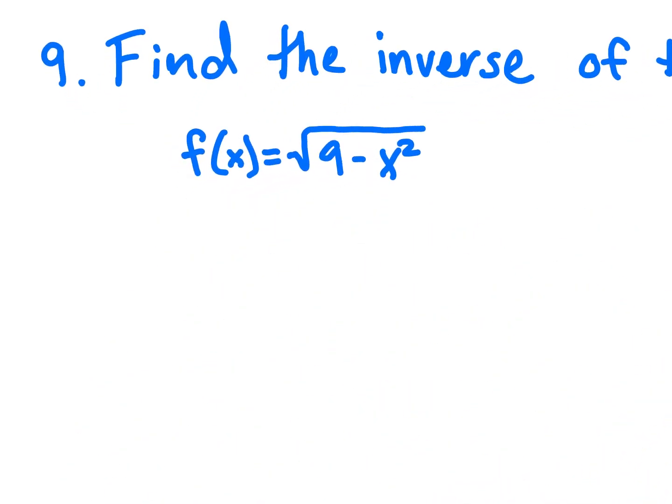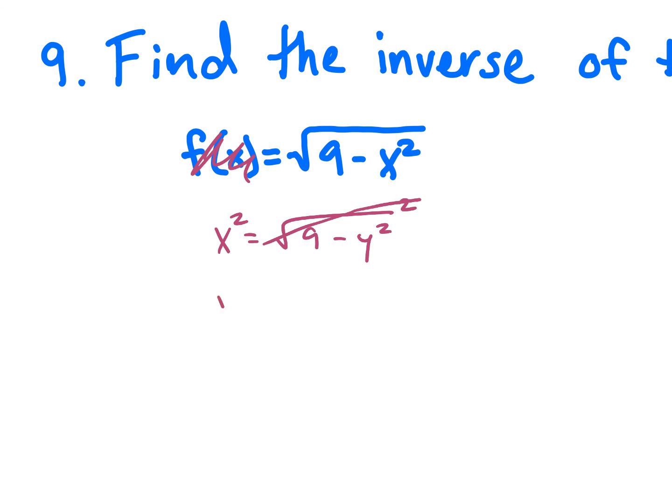So how do I find the inverse? Switch my x to be y and my y to be x. So this will be x is equal to the square root of 9 minus y squared. Square both sides. So my goal is to solve for y. I need it to be y equals.